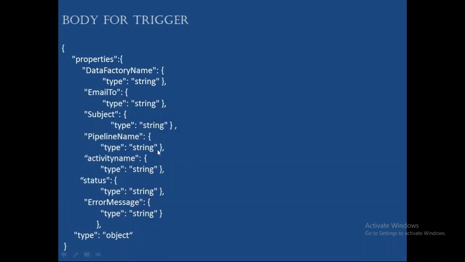Now, in the same way, I want to send a notification whether it has succeeded or not. So the information I want to use in my logic app is data factory name, email to, subject, pipeline name, activity name, status, error message, something like that. You need to put all these as my properties. All these values I want to send in my mail.